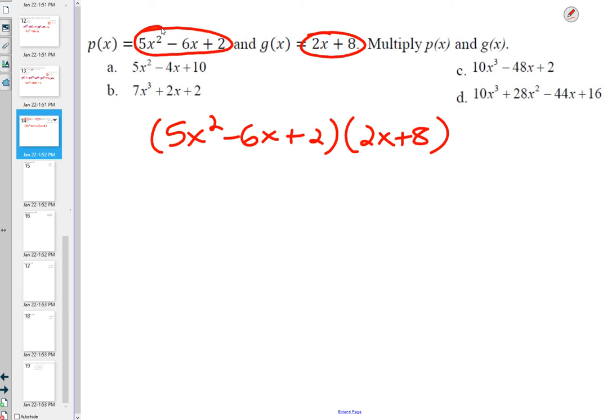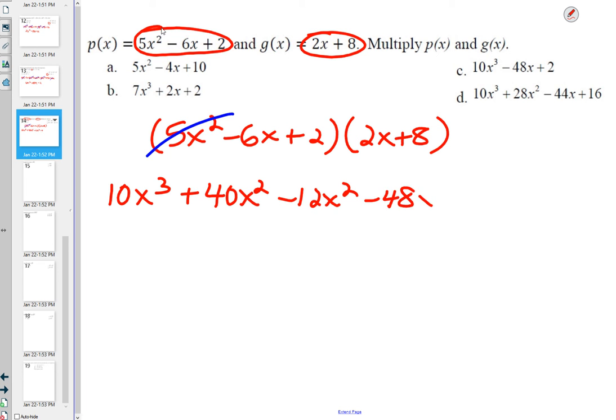Very good. FOIL. 2 times 5 is 10, x to the third. 5x squared times 8 is plus 40x squared. And then I'm done with 5x squared. Negative 6x times 2x is negative 12x squared. Negative 6x times 8 is negative 28x. And I'm done with the 6x. The only thing left is the 2. 2 times 2x is 4x. 2 times 8 is 16.